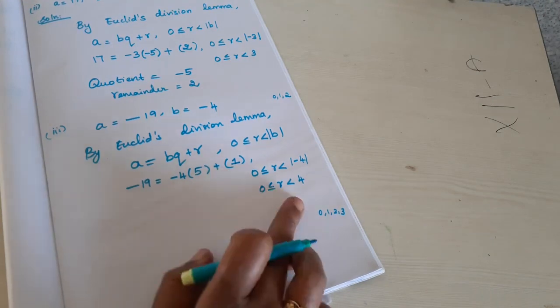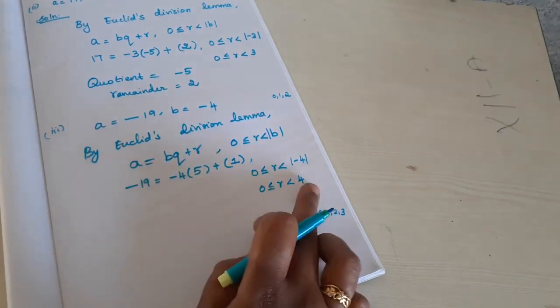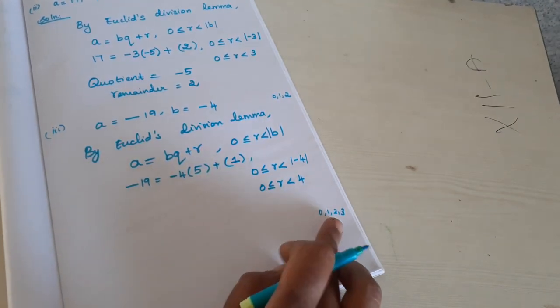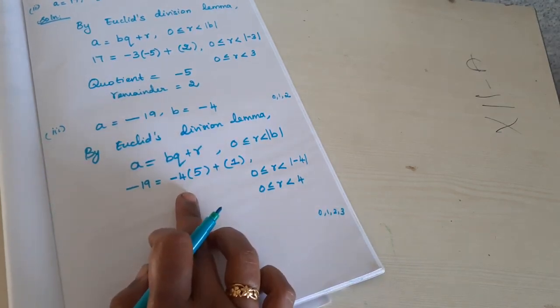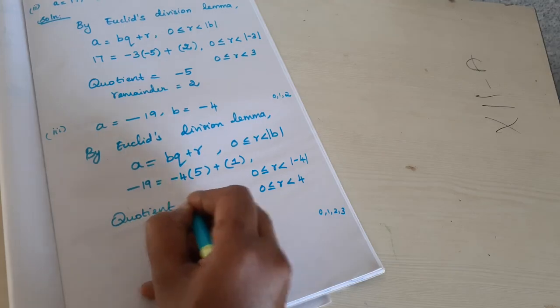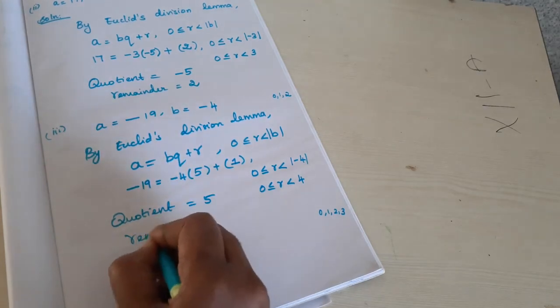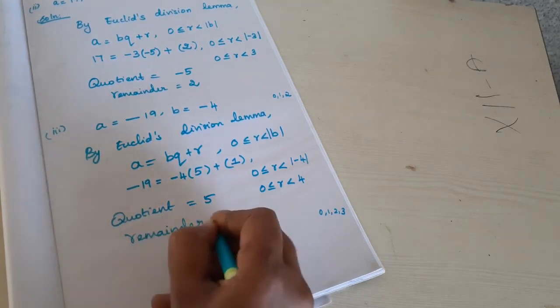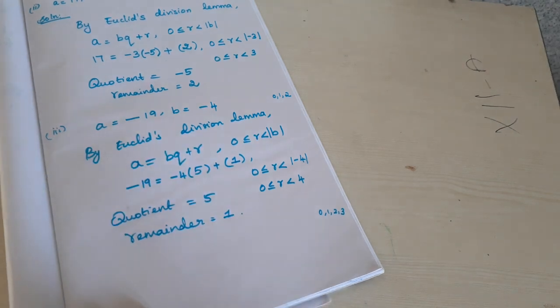Okay, that is the condition, because here the condition is less than 4, no. So 0, 1, 2, 3. Among these 4 numbers, any one number will come. So what is the quotient? Quotient is equal to 5. What is the remainder? Remainder is equal to 1. That's all. Okay, students. Here, on the same page 38, there are some progress checks. Have you seen that? See.